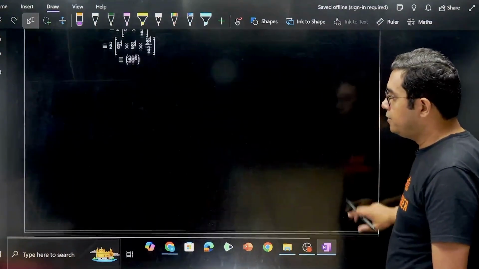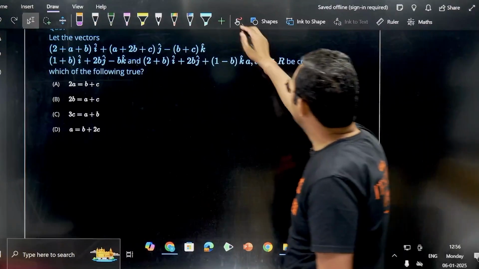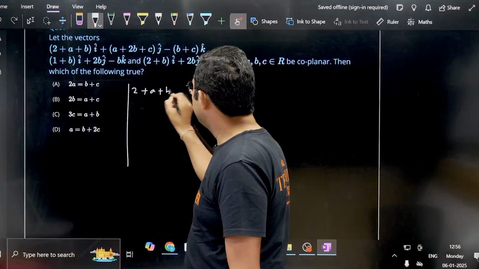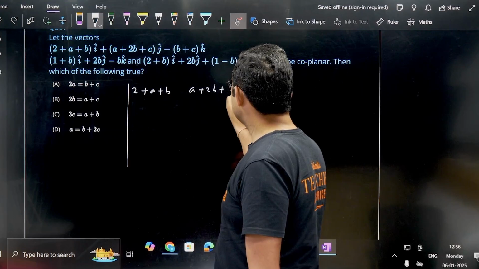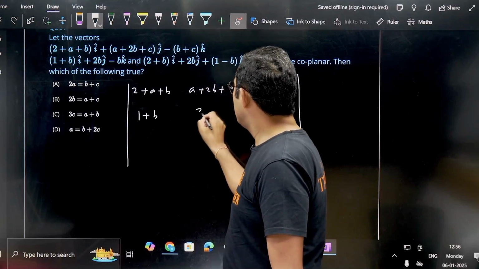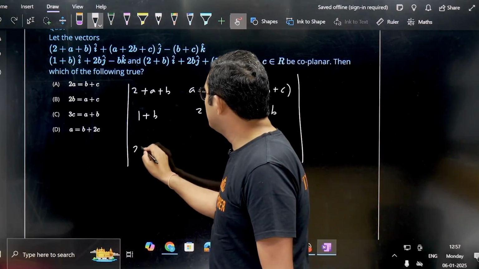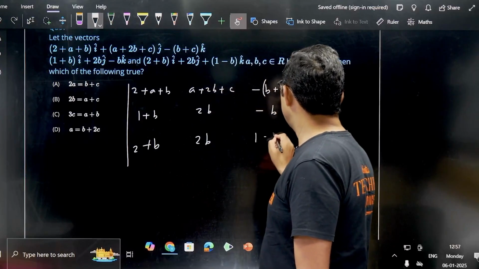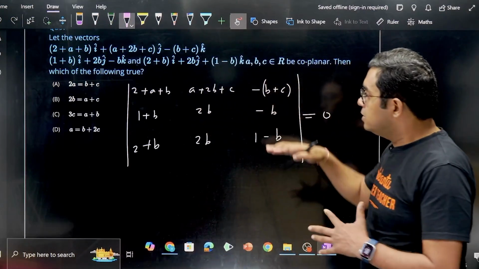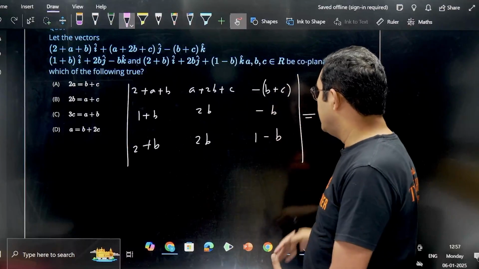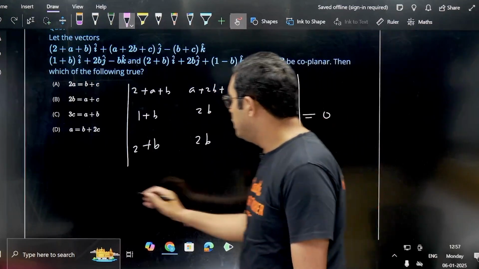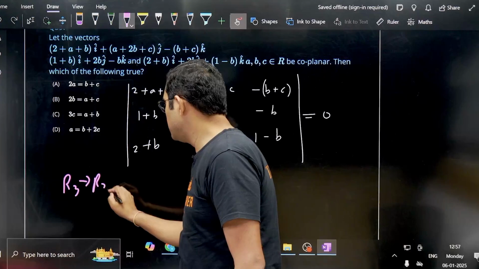Now coming to question number 59. We are given vectors to be coplanar. So you just need to make the determinant equal to 0. The first one will be 2 plus a plus b, then a plus 2b plus c, minus b plus c. Okay, here it is 1 plus b, 2b and minus b here. And this is 2b, 2 plus b and 2b here and 1 minus b here, and that should be equal to 0. Okay, now what I can do, I will subtract root 3 from root 2.